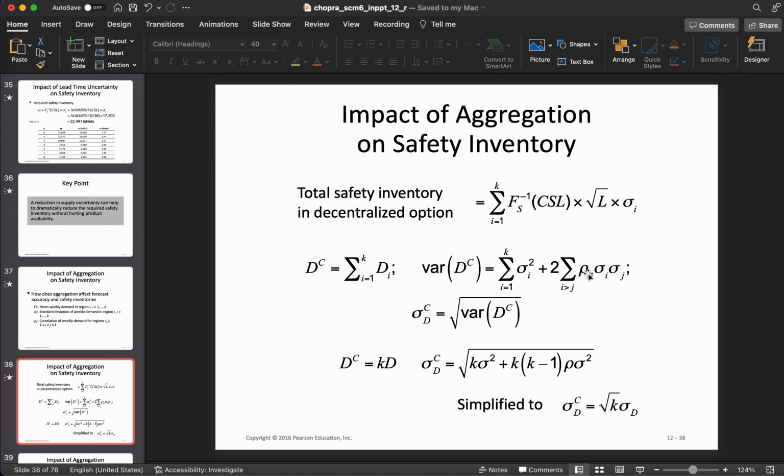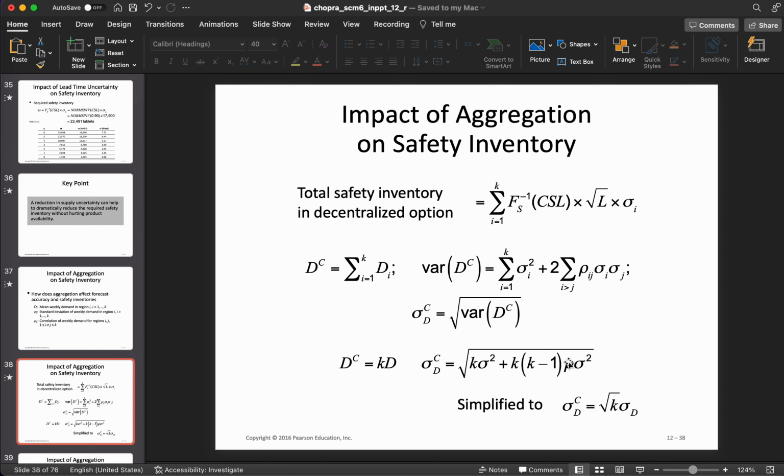So if you make both of those assumptions, then your average demand will just be k times the average demand, because the average demand is the same and the standard deviation is the same. You can calculate the standard deviation for all the regions using this formula, which is k times sigma squared plus k times (k minus 1) times rho, the correlation coefficient, times sigma squared. So that's the formula if there is a correlation coefficient.